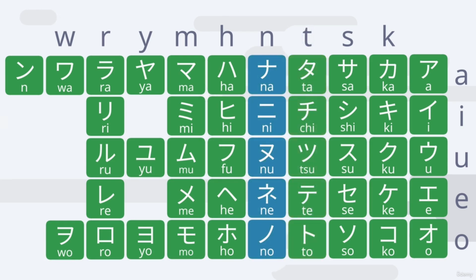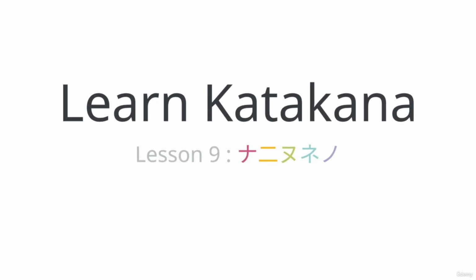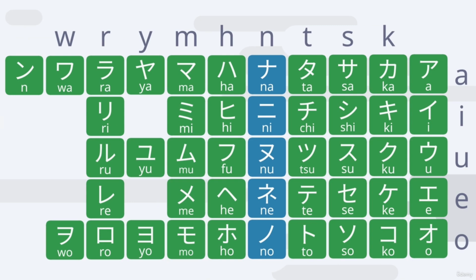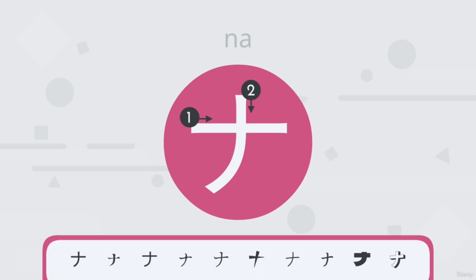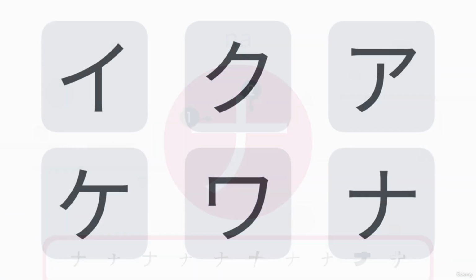In the next lesson, we'll learn the characters na, ni, nu, ne, no. See you in the next video. In this lesson, we'll learn the characters na, ni, nu, ne, no. The first character we'll learn is na. Na. Which of these characters is na? Na.